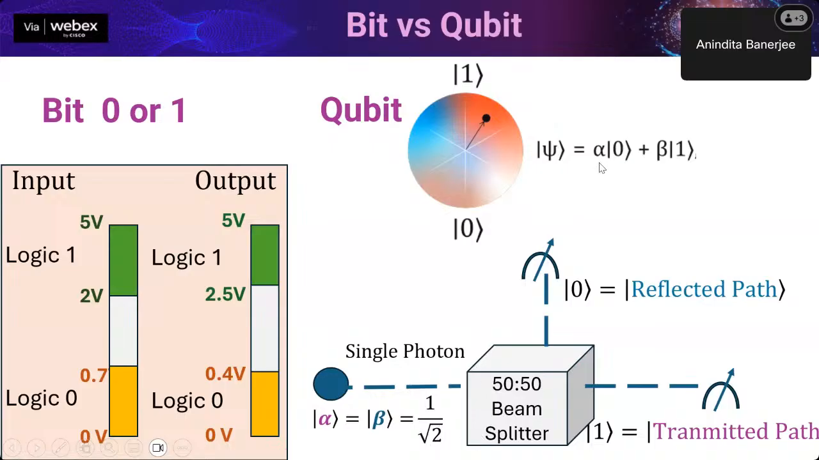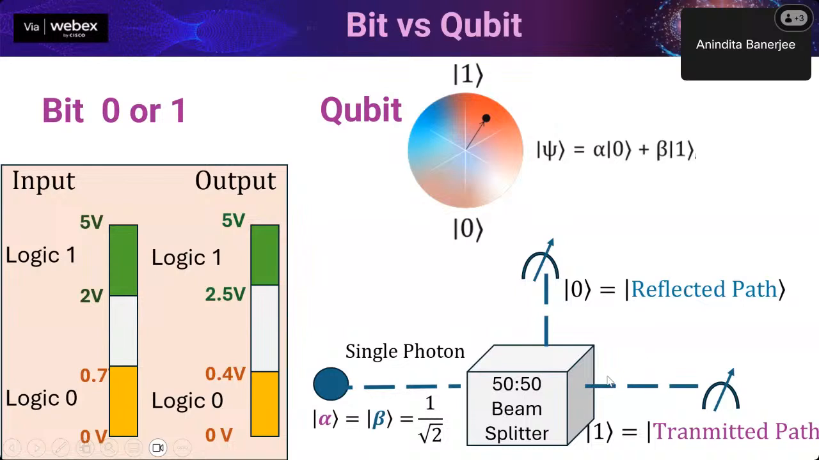So half the probability of the photon getting detected in logical zero state, which is represented by my reflected path, and half the probability that it will get detected in logic 1 state, which is in the transmitted path. So this is also called path superposition. Now this particular state can also be used to generate random numbers.